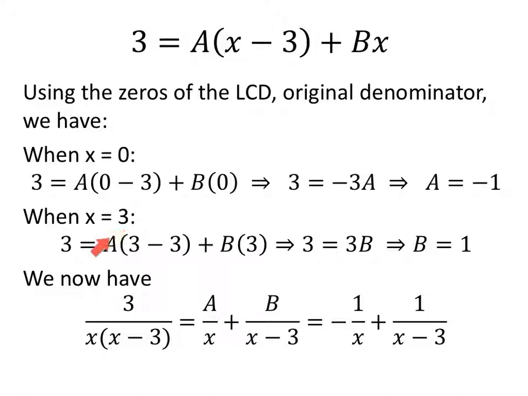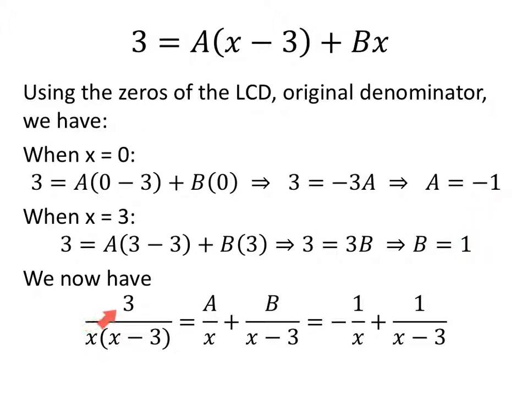When x equals 3, I'll have 3 on the left. A times 3 minus 3 plus b times 3. Everywhere I see an x, I replace it by 3. 3 minus 3 is 0, and 0 times a is 0. So I'll end up with 3 equals 3b and b equals 1. That's fantastic, but you haven't finished.